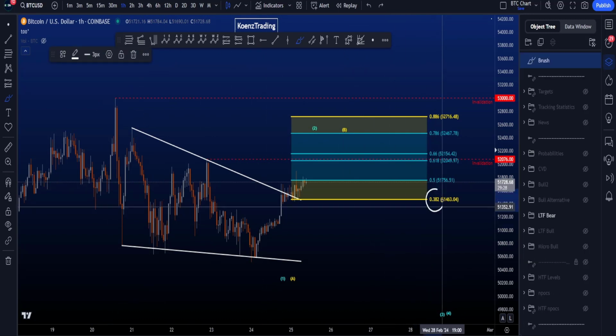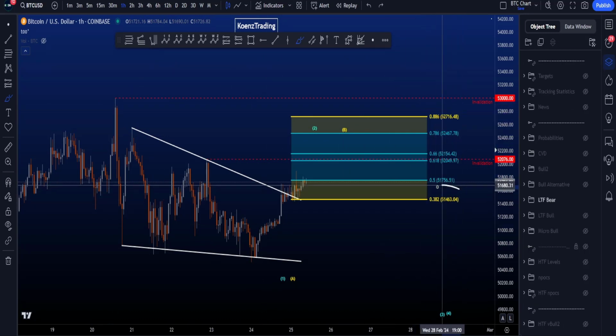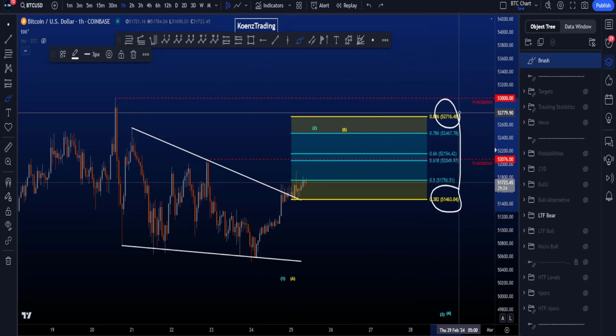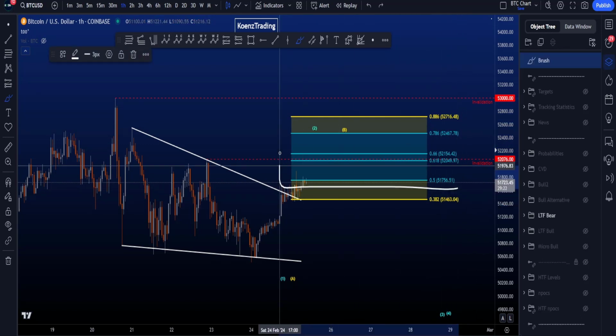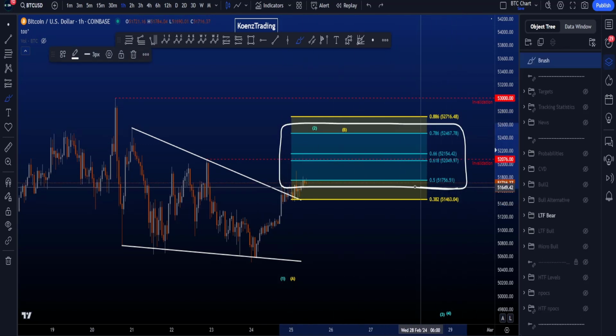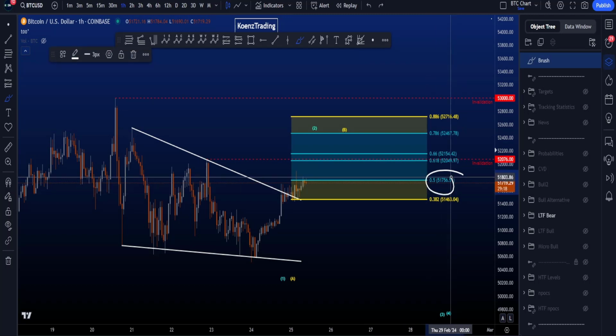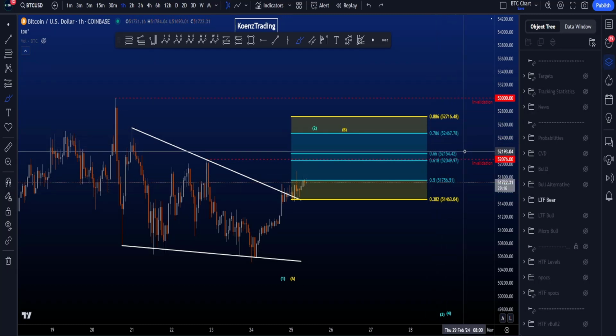Common target area for B is between the 0.382 and the 0.886, 51.4K, 52.7K. Common target area for a wave 2 is between the 0.5 and 0.786, 51.7K, 52.5K.